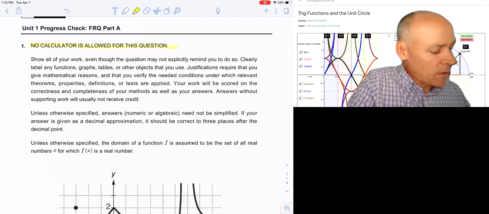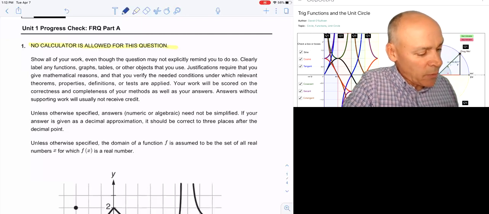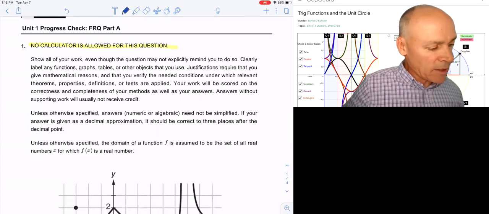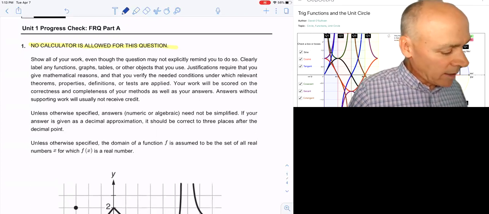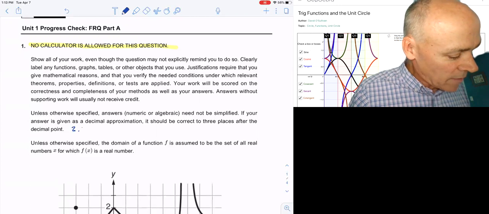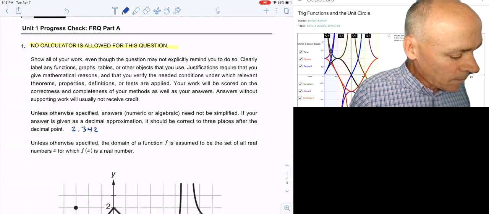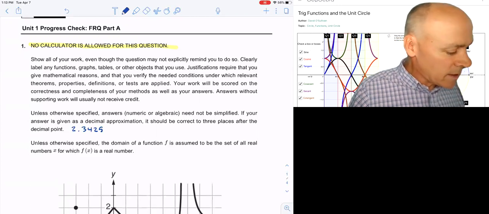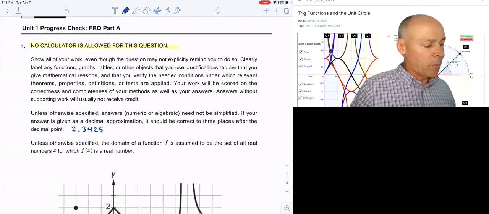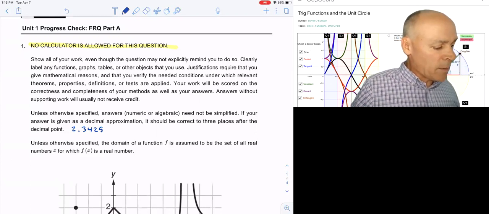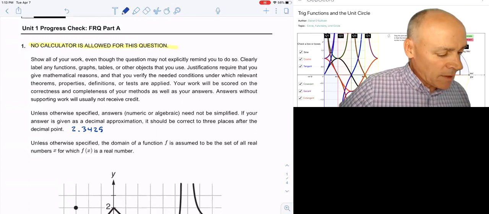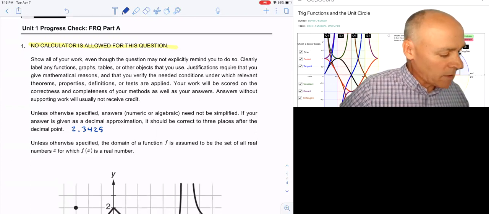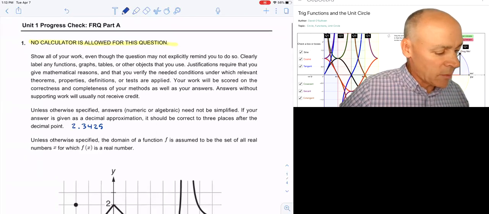If your answer is given as a decimal approximation, it should be correct to 3 decimal places after the decimal point. And again, like we talked about, we're always going with 4 decimal places, just truncated after the 4th, and we're good to go. Unless otherwise specified, the domain of a function f is assumed to be the set of all real numbers x for which f of x is a real number.